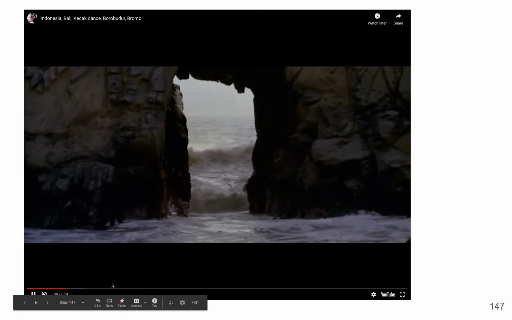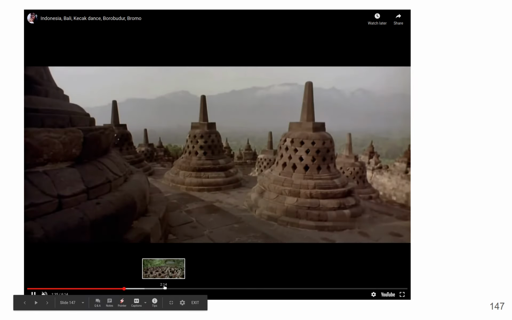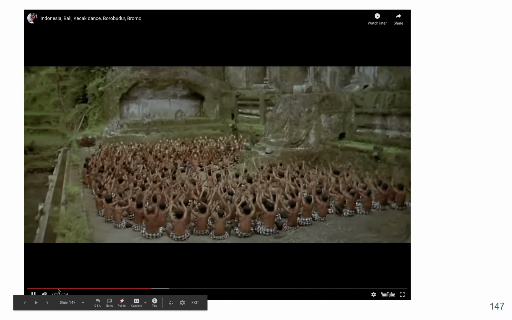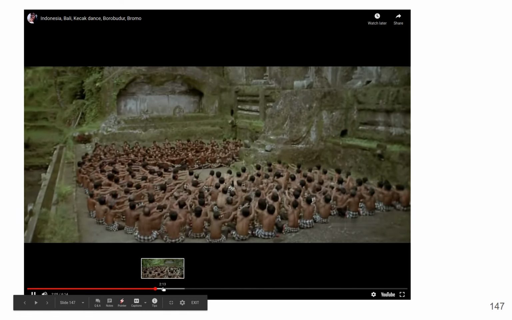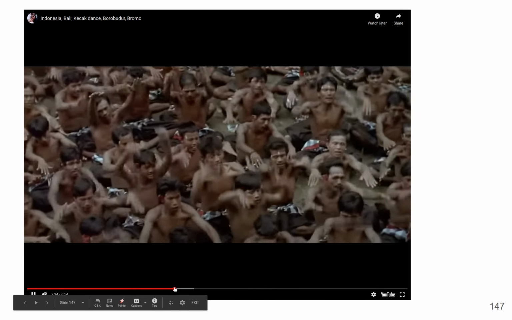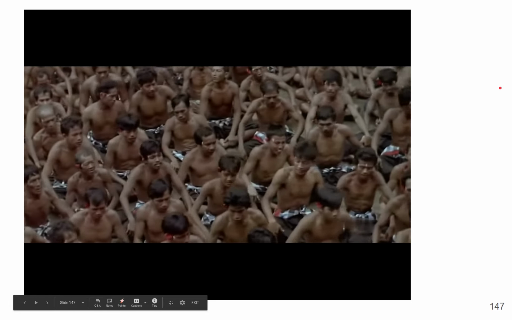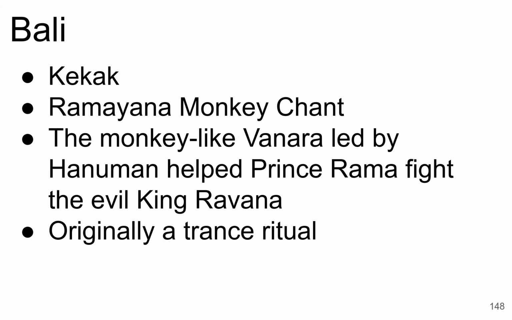Yeah, let's just... Bali, Cambodia. We're still in Cambodia. Let's go to Bali. And this goes on for hours and hours and hours. Good times. Bali, Kecak.